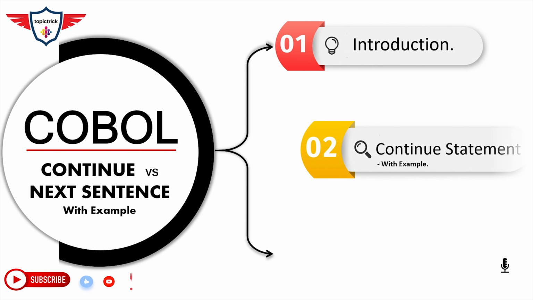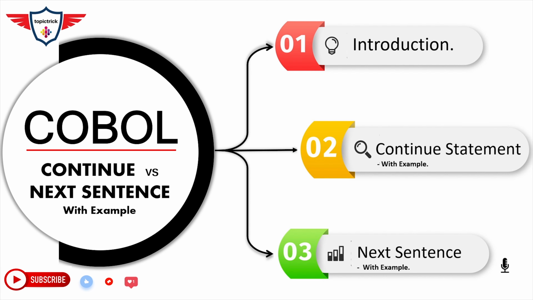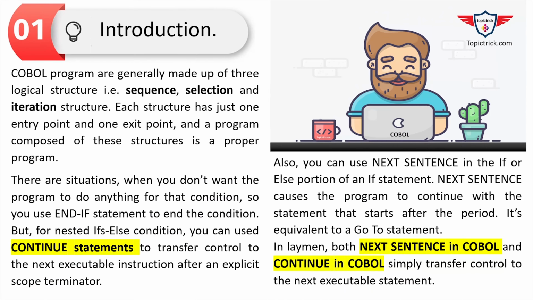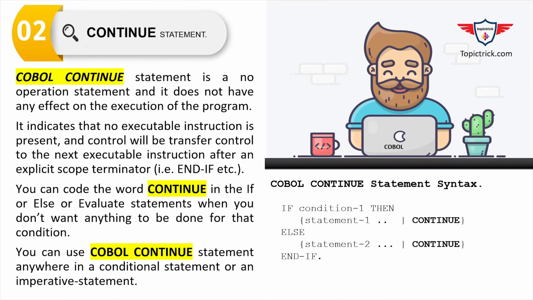First one is introduction. In this section we will focus on the three different logical structures of a COBOL program, that is sequence, selection and iteration. Apart from that, we will also look at various scenarios where you can use the COBOL CONTINUE statement and, if required, COBOL NEXT SENTENCE.